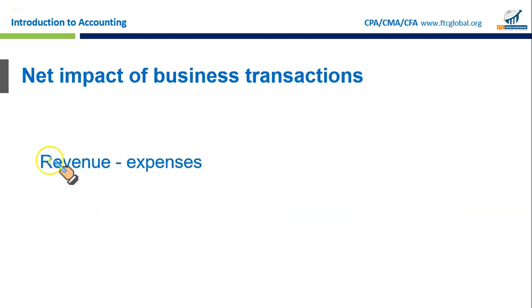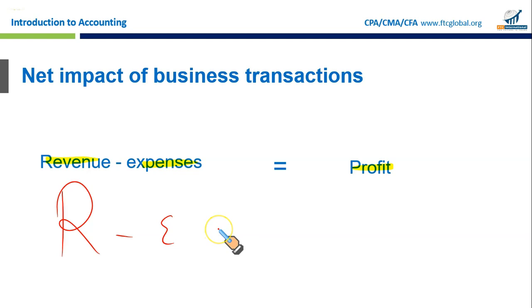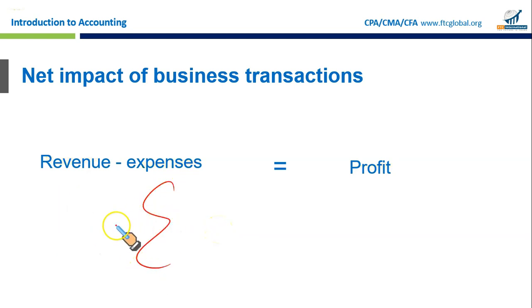So revenue minus expenses is profit. For this to happen, your revenue must be more than expenses. But if this is not so, if your expenses are more and revenue is less, you will incur a loss. So the difference between revenue and expenses over a certain period is either a profit or a loss, and this is reflected in the financial statements, in the income statement.